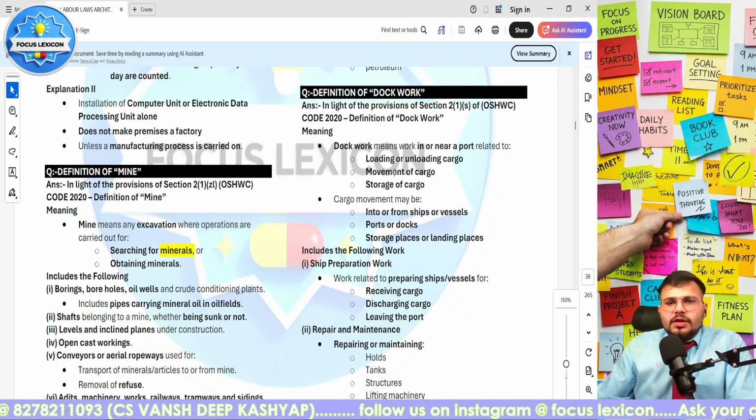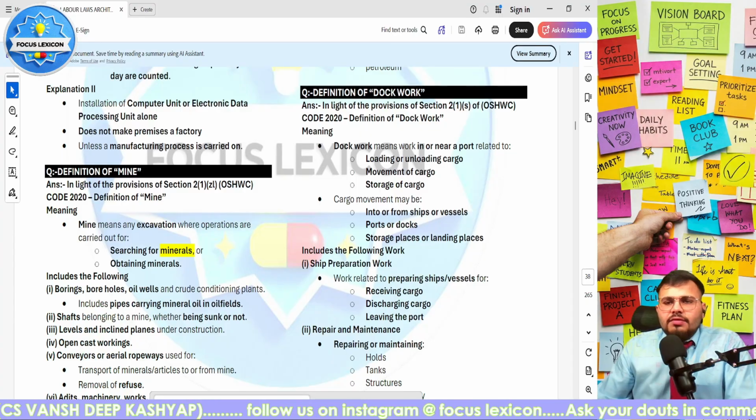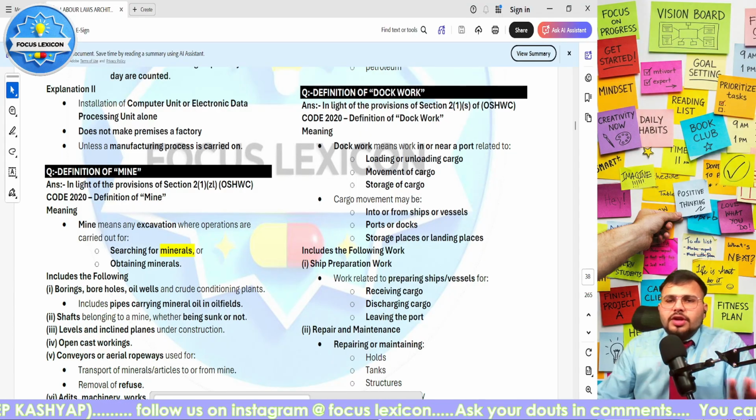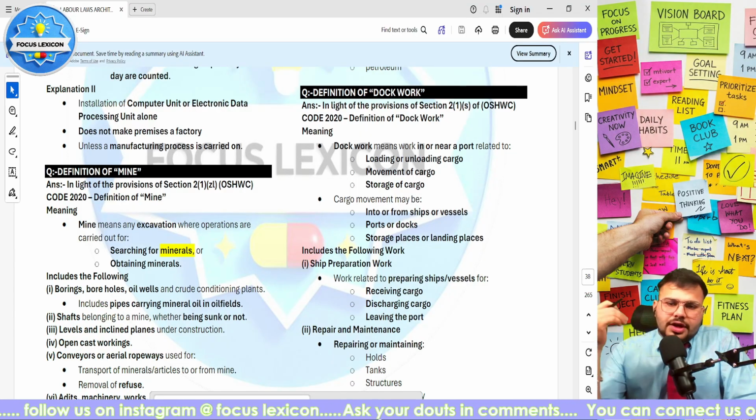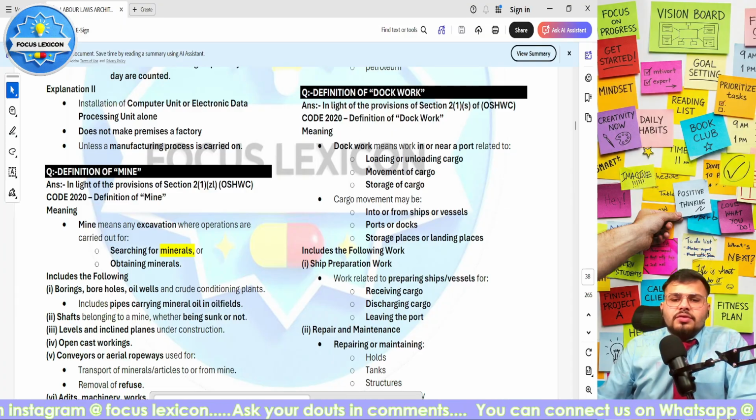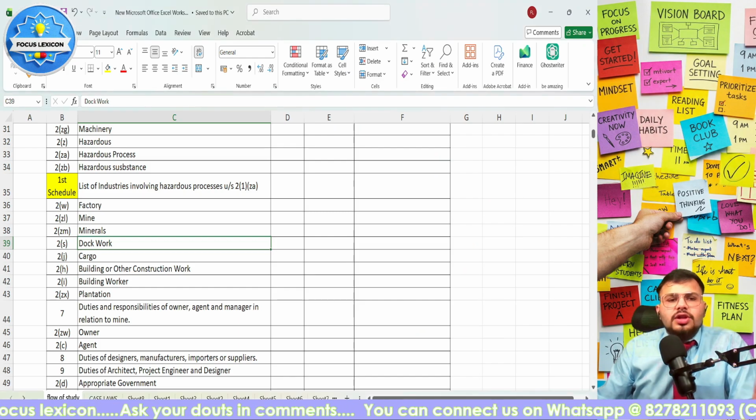Okay. So this is the ready to write answer format. Need not worry. It is an open book paper. You need not learn anything. You just need to read and mark the page number in the index. That is only your work.